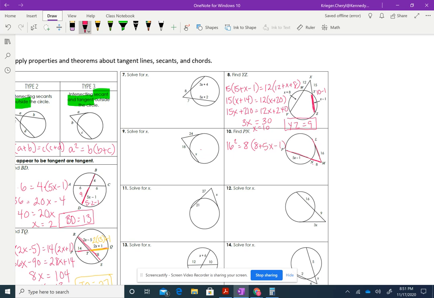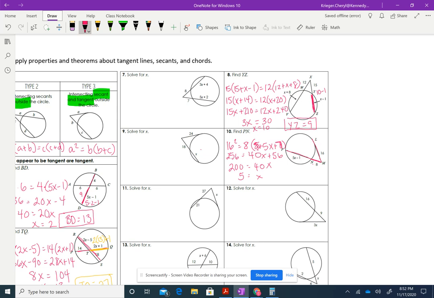So similar to a type 2. 16 squared is 256. 8 minus 1 is 7, so I'll say 5x plus 7 is 40x. Oh, I forgot my x. 40x plus 56. Okay, so subtract 56 from 256. And I get x equals 5.